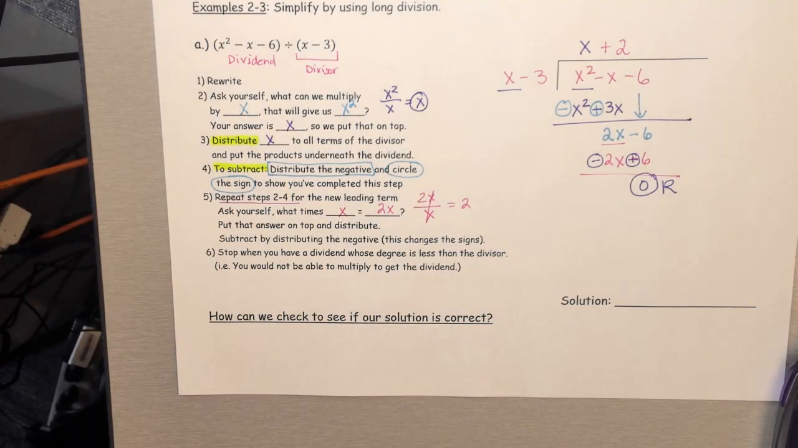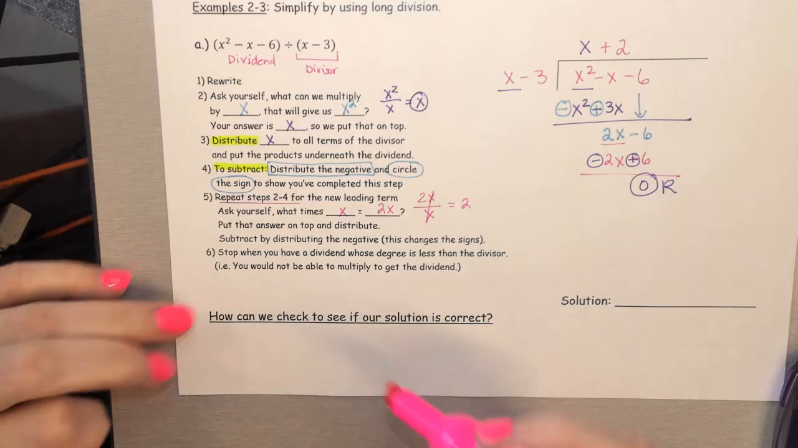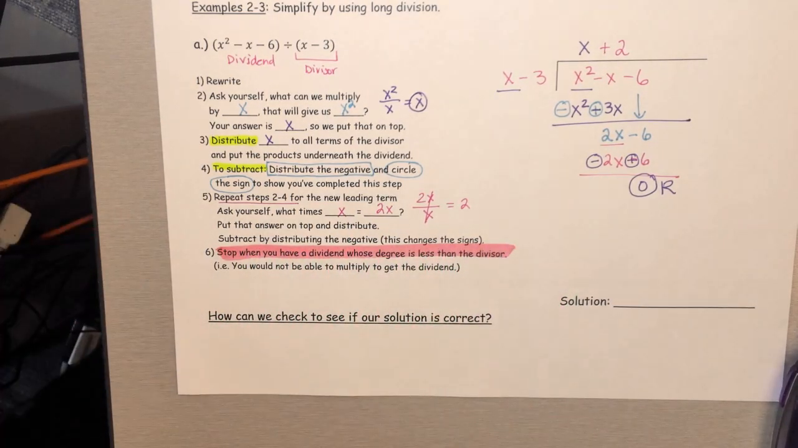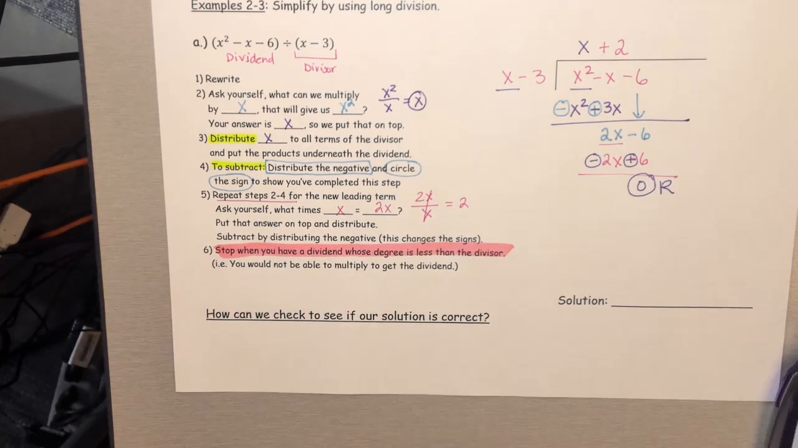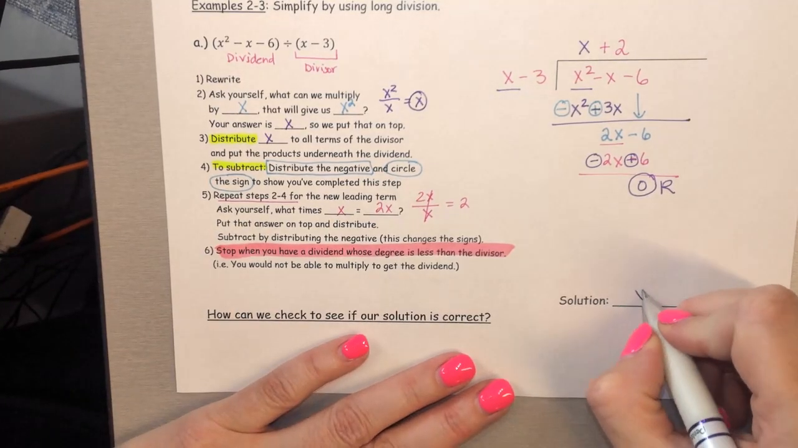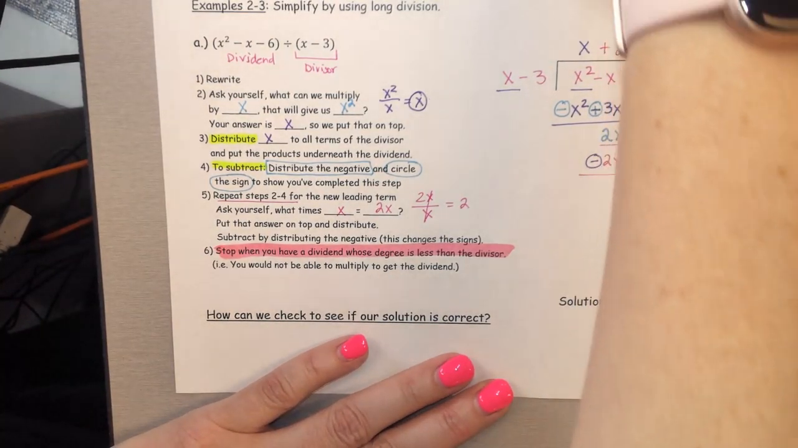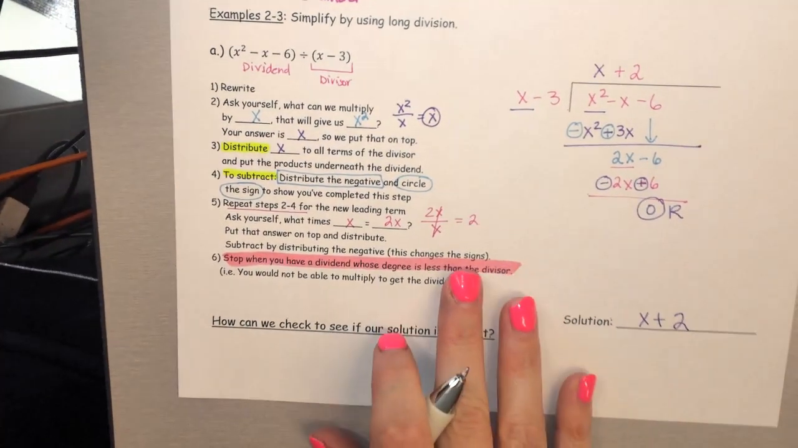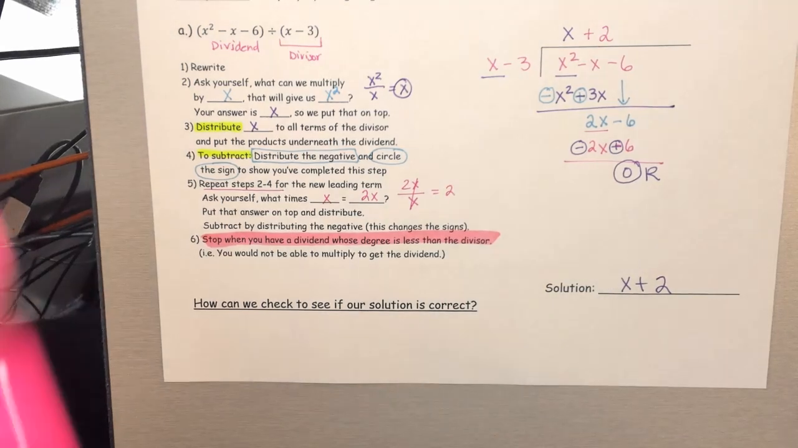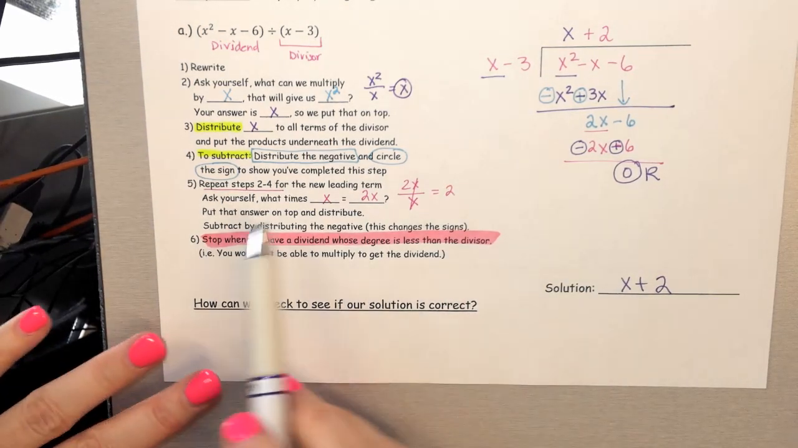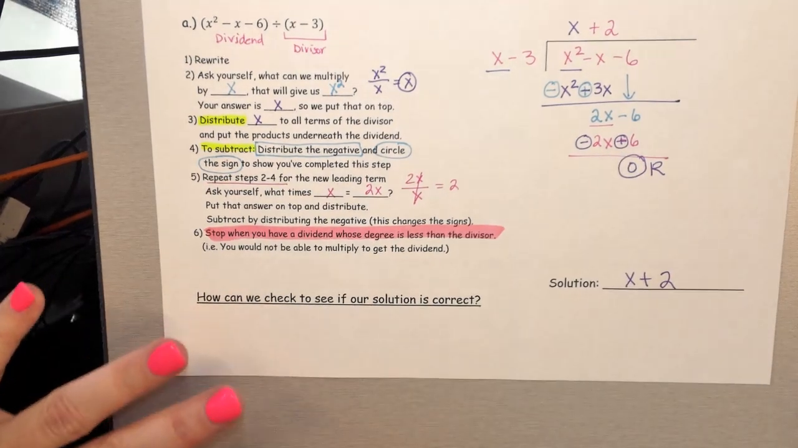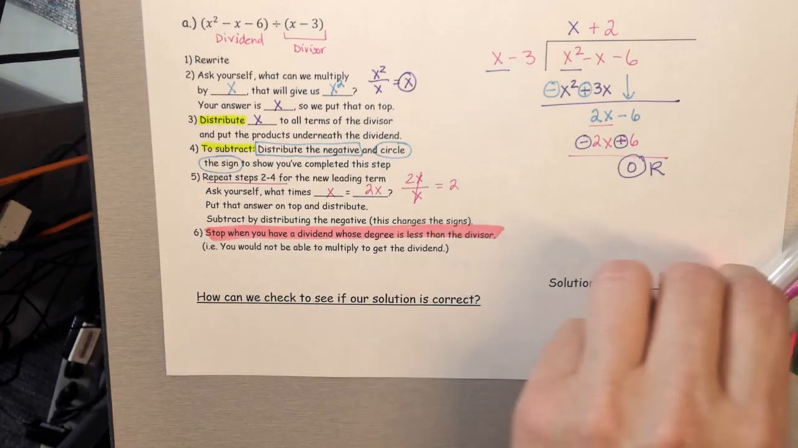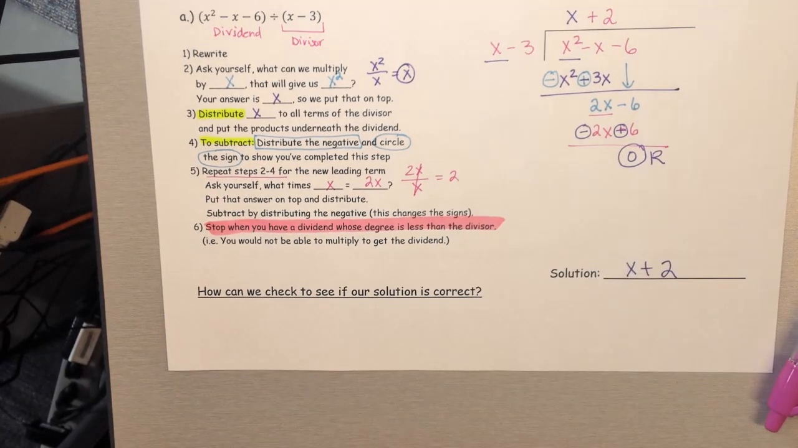Okay, so let's see if this works. We're going to talk about that more on the back side there. So when you're writing your solution, you're only going to have your quotient, which is x plus 2. When you are distributing the negative, you're going to change both the signs. So it was negative, but minus a negative is going to change to a positive. And the same thing happened here. So anytime you distribute, you're going to be changing those signs.